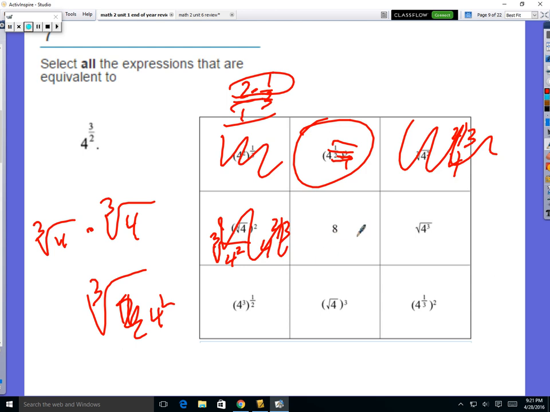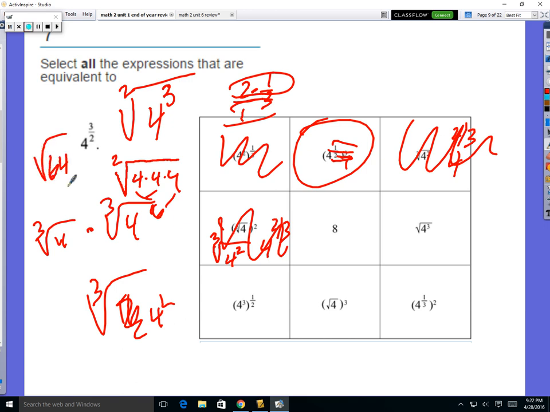8, I think 8 is good, because if you morph this 4, it is going to be a square root, and you got 3 of them. So, let's see what we got here. I have 4, 4, 4. And that is 4 times 4 is 16. 16 times 4, so we really got the square root of 64. And that is 8, so that's good.